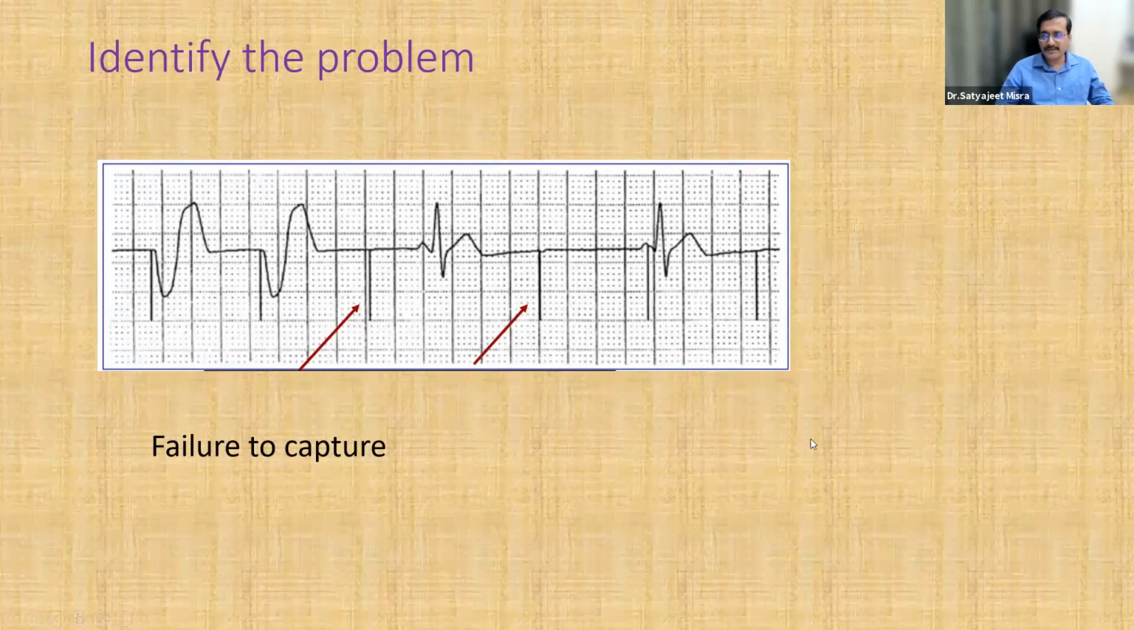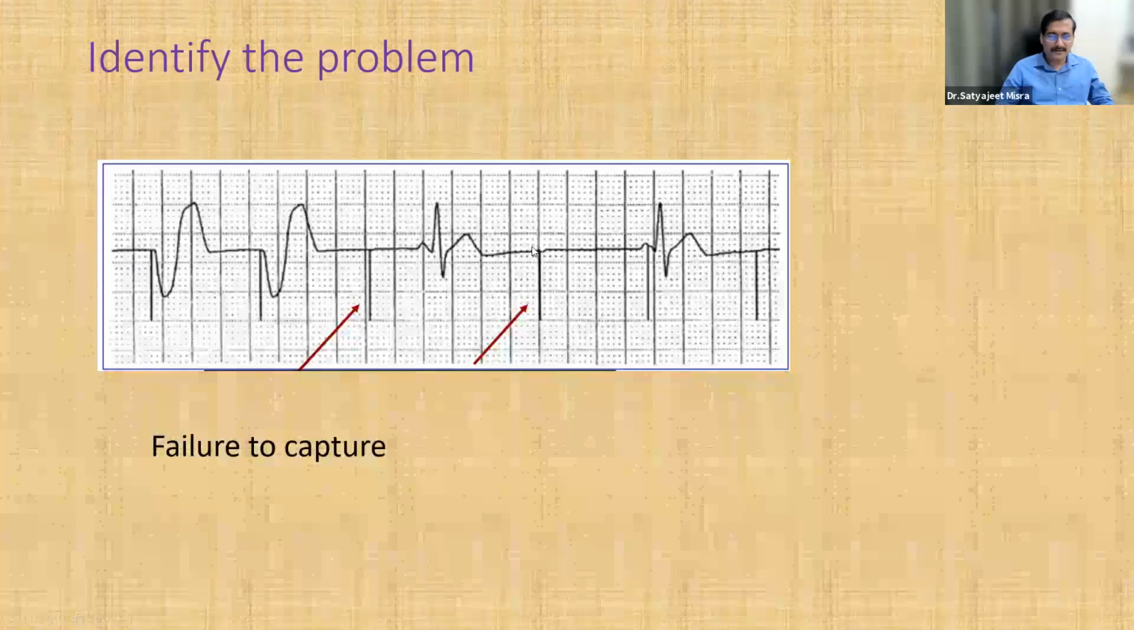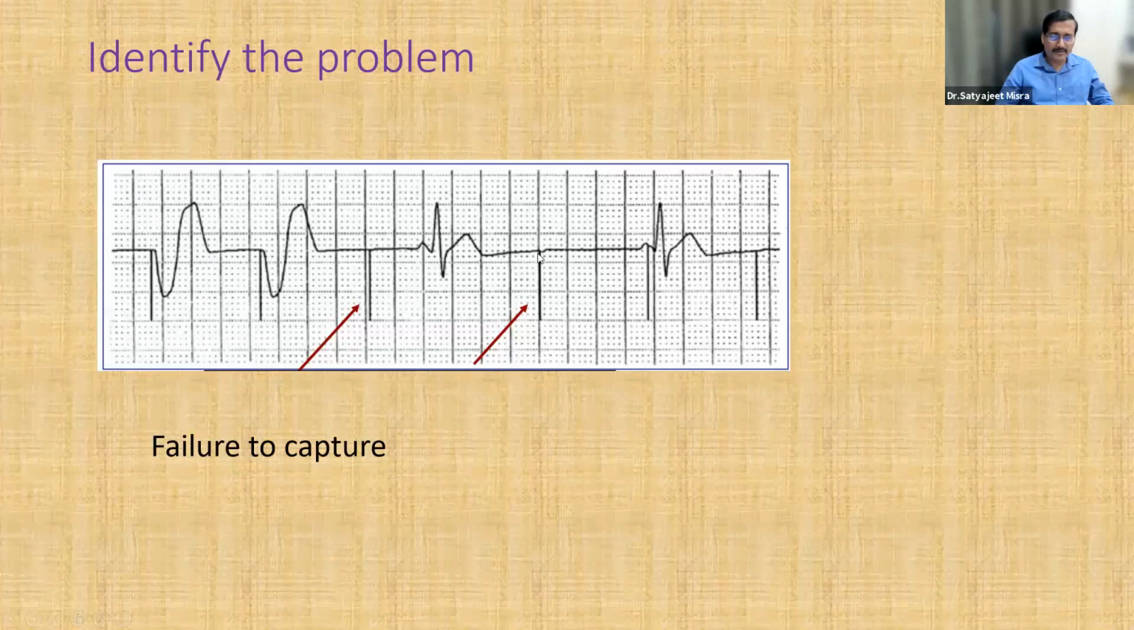So what is the solution in this case? What should we do? Anyone? I'm not sure whether you can unmute yourself. If you can, try the answer. Okay, so you increase the output, you increase the current that you are going to deliver to the myocardium in an effort to ensure that there's a 1:1 capture.